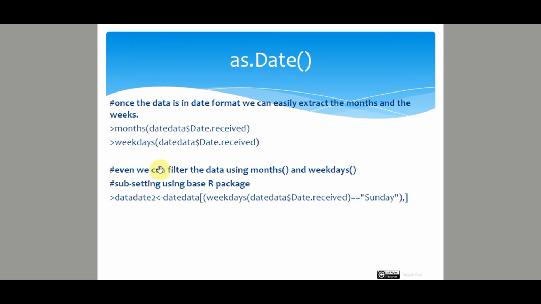For example, if we type months, then the column name, it will give the corresponding months, and also for weekdays. Since the data is in date format, we can now easily filter the data using months and weekdays. Now we have finished how to manipulate data with date, and now we will see how to do the same with time.